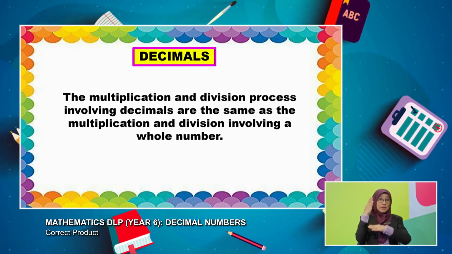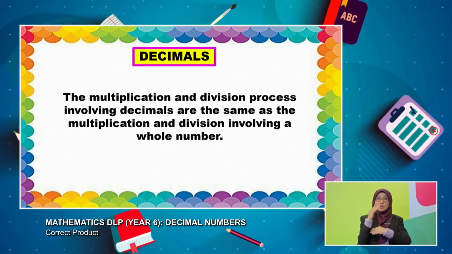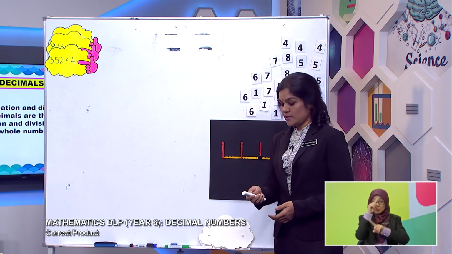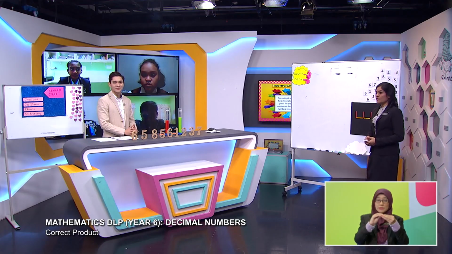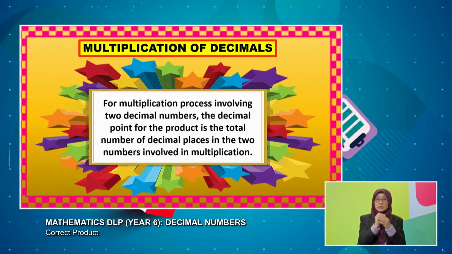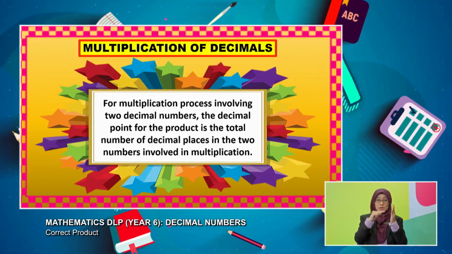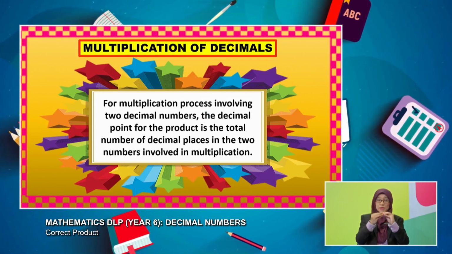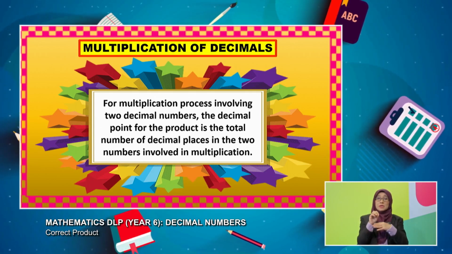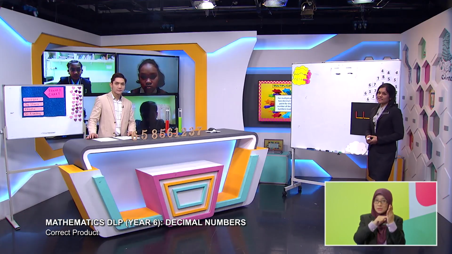So that means, kids, you multiply and divide using whole numbers, right? The same method, the same concept we are going to use here, only we have decimal points. Then we focus on multiplication. For multiplication involving two decimal numbers, the number of decimal places in the product is the total number of decimal places in the two numbers involved. Do you understand this?